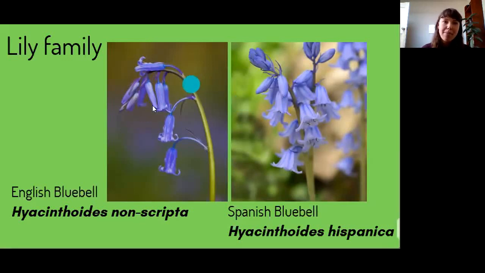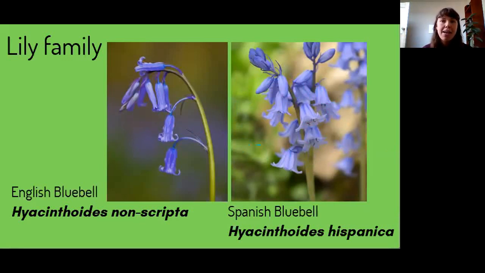So the English bluebell, this one here, it's got very narrow leaves, about 1 centimetre wide. And the Spanish bluebell leaves, this one here, they're much wider. They're about 3 centimetres wide. The English bluebell also has deep blue, narrow tube-like flowers, and the tips are curled right back, whereas the Spanish bluebell's flowers are paler and they're often more bell-shaped as well.